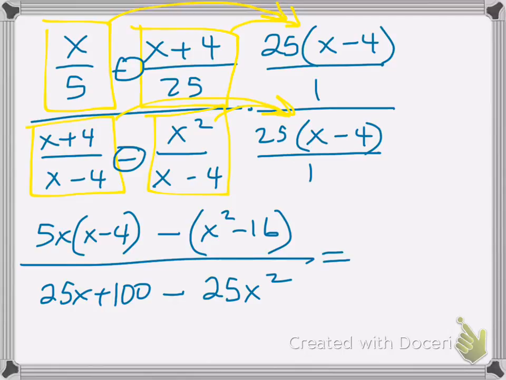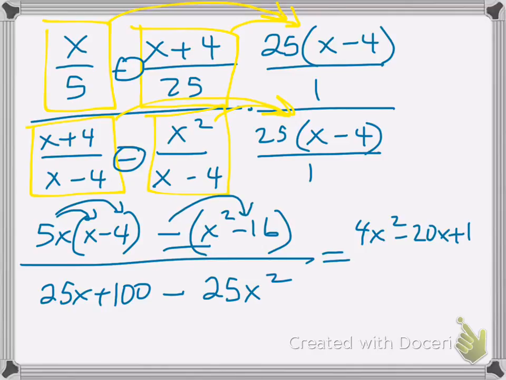Any questions about what we've done here? Does everybody see where everything went, and why it went away, and why we multiplied what was left, and how we got that? All right, so simplify the top, and we'll have, let's multiply 5x times x. That's 5x squared minus x squared is going to give us 4x squared. 5x times negative 4 is negative 20x. And then minus negative 16 becomes plus 16. And in the bottom, we're going to have negative 25x squared plus 25x plus 100.